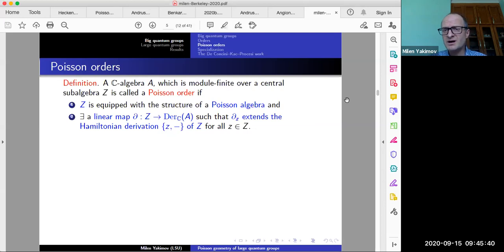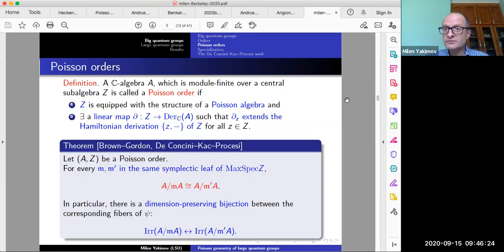So really this second part is the punchline of the construction that links Poisson geometry to the representation theory. Because we're saying that whenever we have a Hamiltonian derivation of our Poisson algebra, that Hamiltonian derivation sees the Poisson geometry, we can extend it to a derivation of our non-commutative algebra A. And in a sense, these derivations of the non-commutative algebra A see precisely the irreducible representations of A. So this second part of the definition is precisely the internal link between Poisson geometry of the central subalgebra and the representation theory of the algebra A.